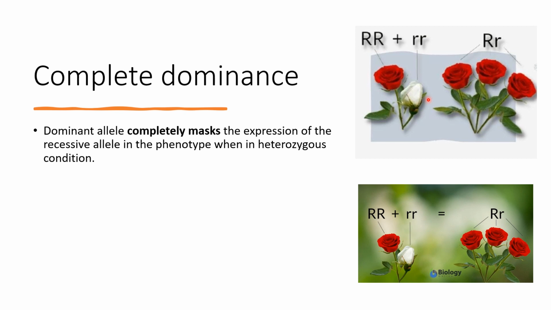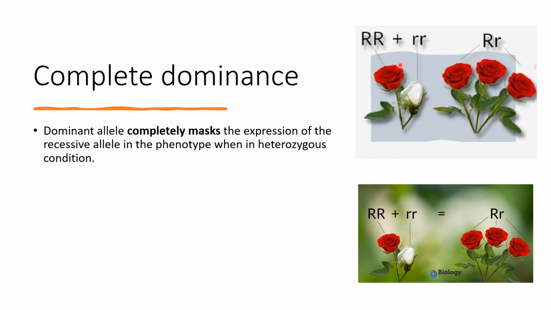So let's talk about complete dominance. Complete dominance is a type of genetic cross whereby the dominant allele completely suppresses the expression of the recessive allele in the phenotype when in a heterozygous condition. So that's what you see here.